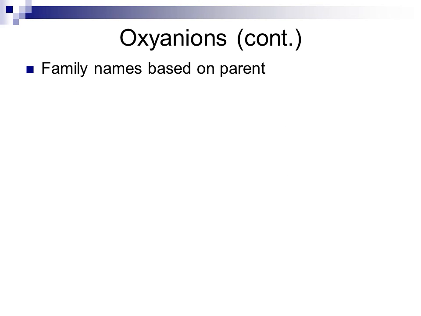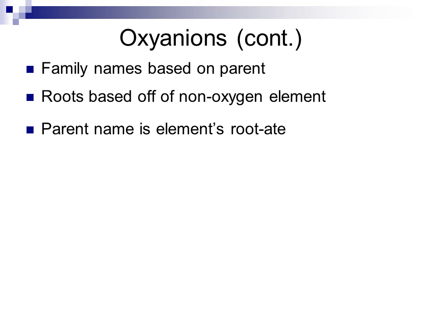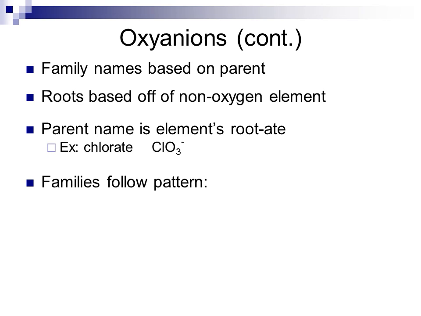Oxyanions form families. What we call families are a series of different oxyanions that are all related to each other. And the names of the different components of the family are based on the name of the parent. They start off with a root, where the root comes from the non-oxygen element in the parent ion. So the name of the parent ion will be the element's root and the suffix -ate. For example, chlorate. The non-oxygen element is chlorine. The root of chlorine is chlor, so the name of the ion will be chlorate, ClO3-.